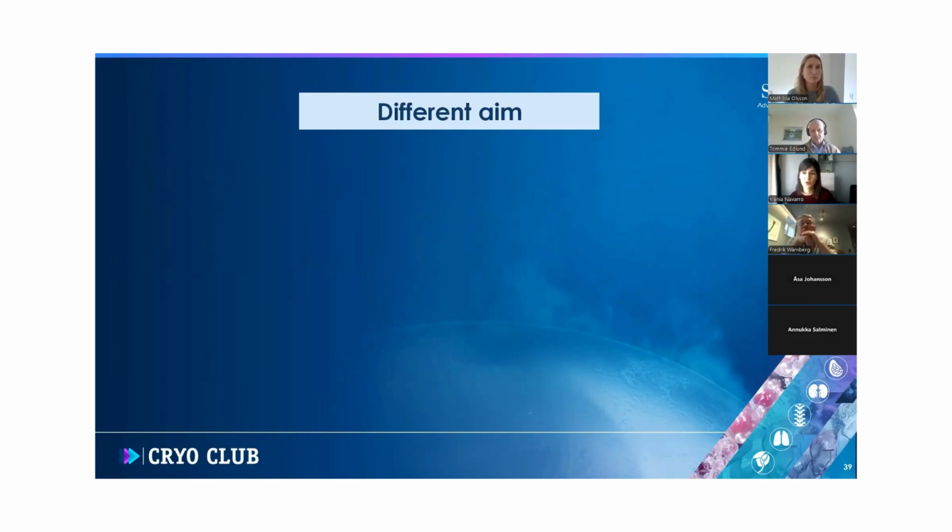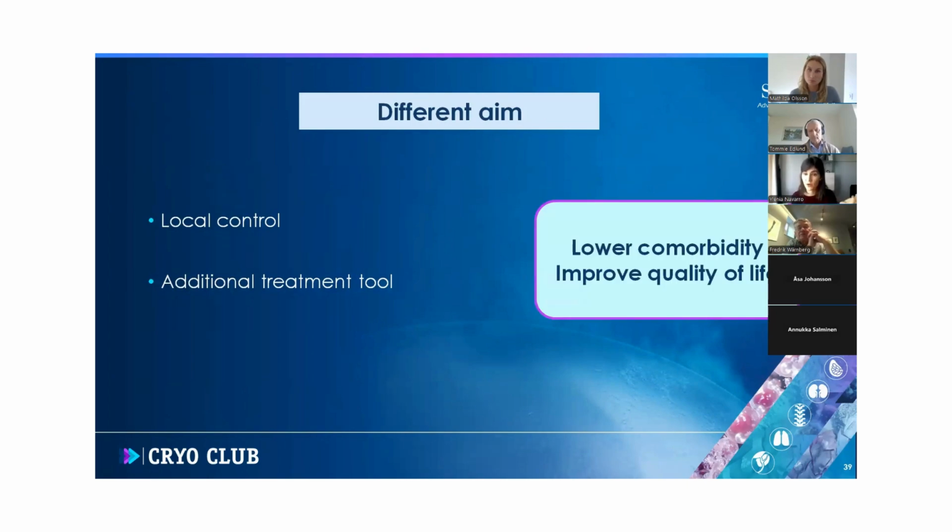So, of course, here we have to change our aim. It cannot be the same. In the first group, we saw our aim is to cure breast cancer. But here, with cryoablation, we're going to try to locally control the primary tumor in the breast, using cryoablation as an additional treatment tool. So our aim is going to be lower comorbidity and improve the quality of life of this patient, which is a very meaningful goal too.